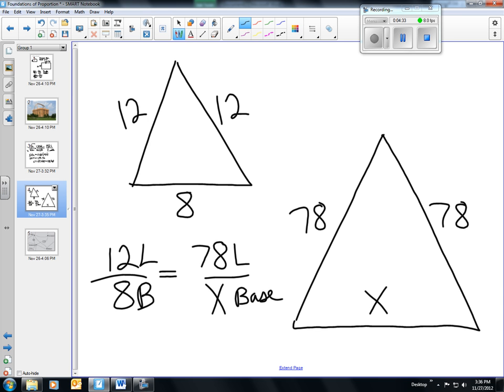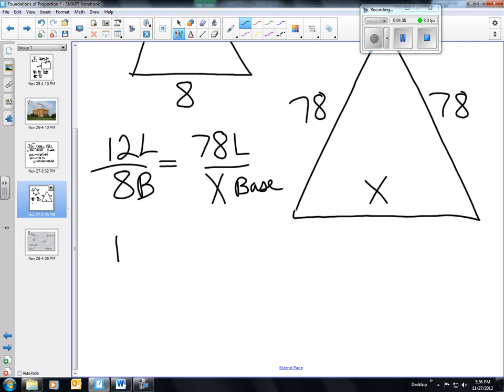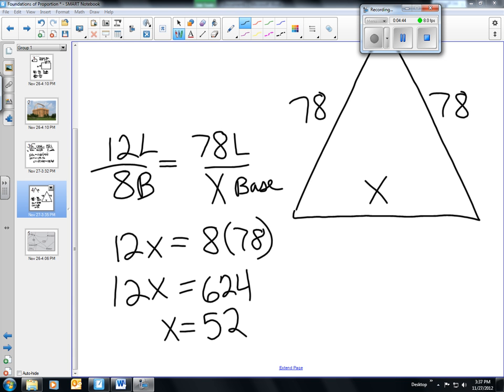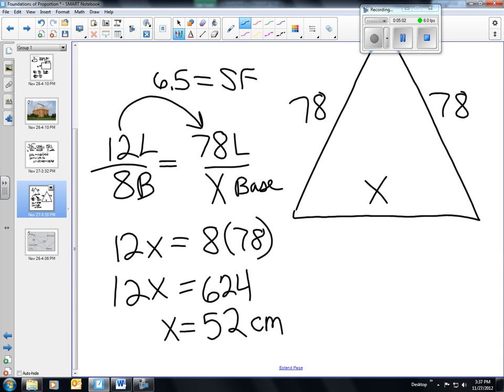Now we can solve that proportion using, again, the cross product here. So we'd have 12x equals 8 times 78. And then when we solve for x, we'll get that the length of that base is going to be 52 centimeters. We can also use what we call the scale factor here, and we could say, okay, what number times 12 gave me 78 centimeters? And that number would be 6.5. So here, 6.5 would be called the scale factor.